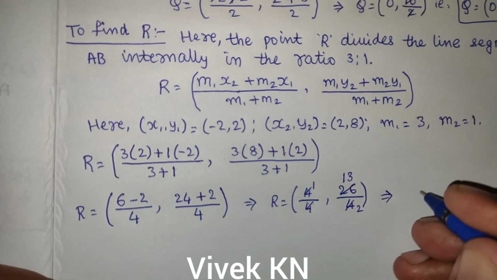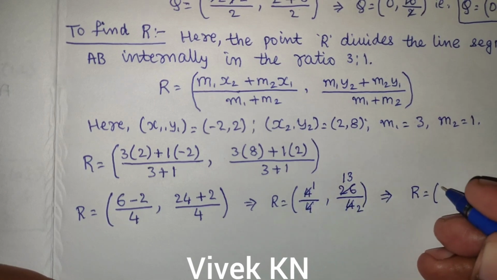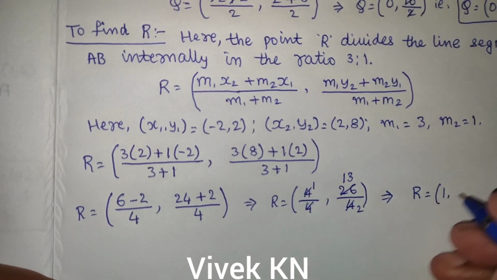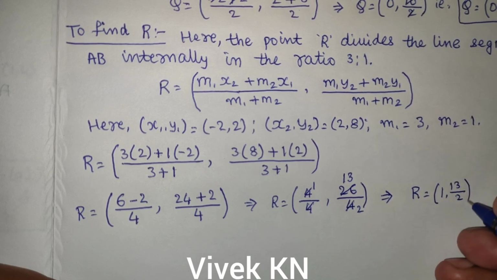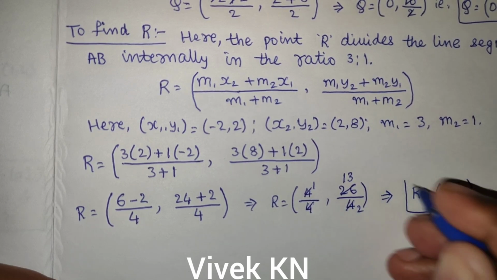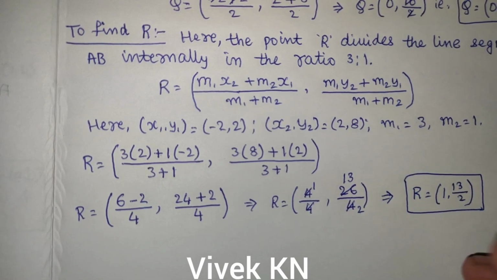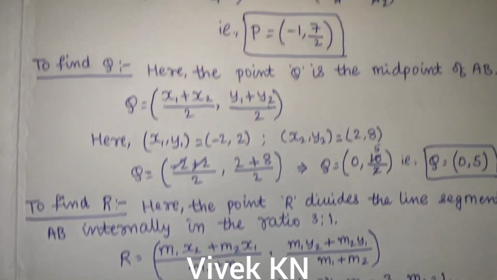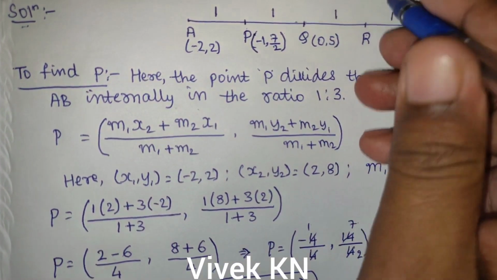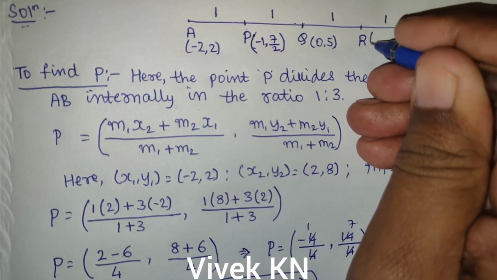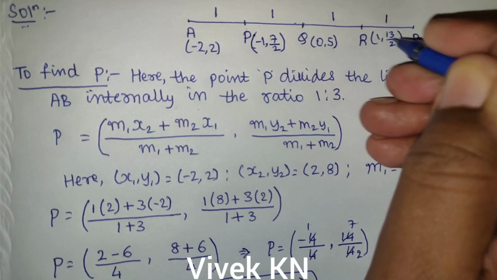Thus the coordinates of point R are 1 comma 13 by 2. This is the coordinate of point R, 1 comma 13 by 2.